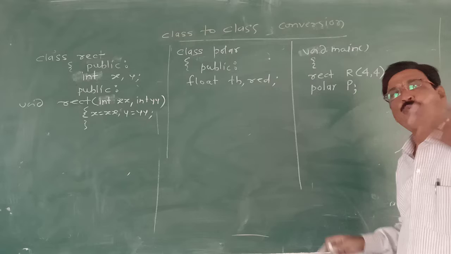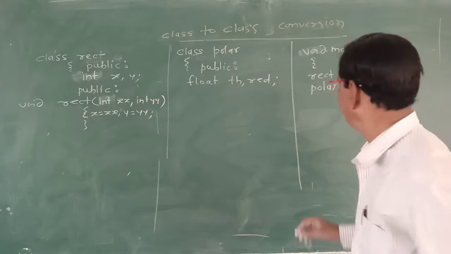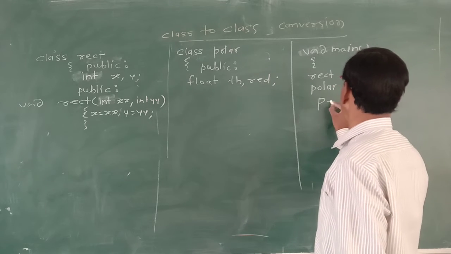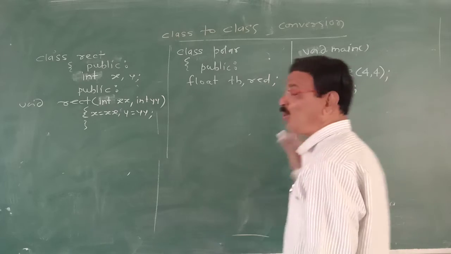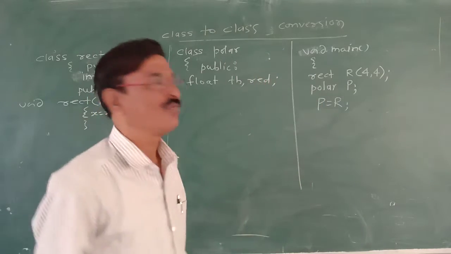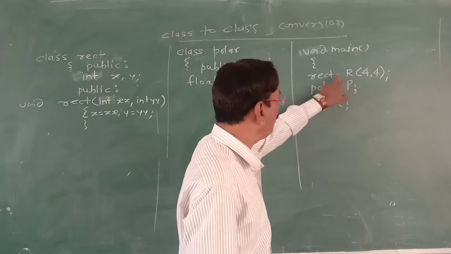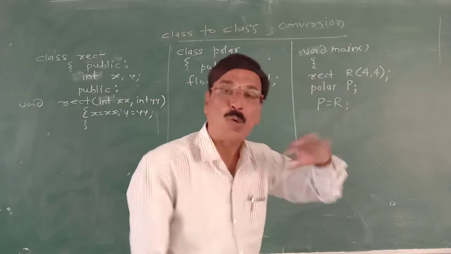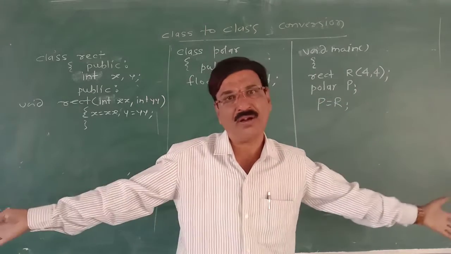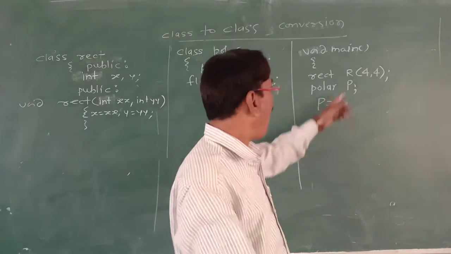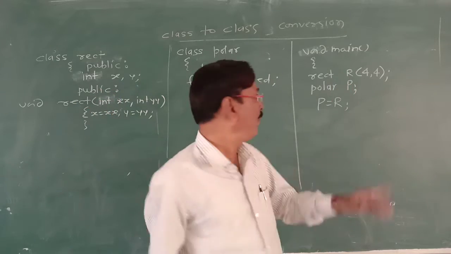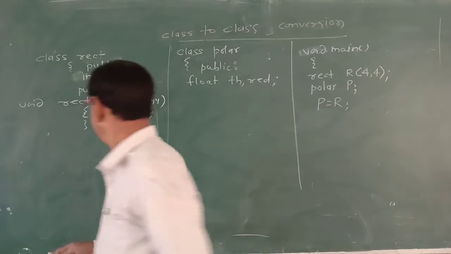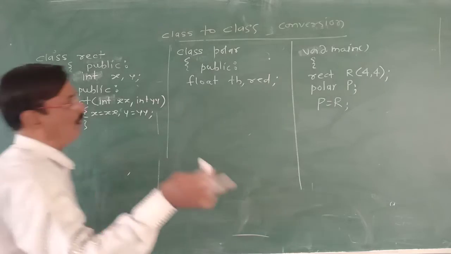P belongs to polar, defined but not initialized. Here I am writing P is equal to R. Look at the expression now carefully. R belongs to rectangular, P belongs to polar, both belong to different classes. R consists of x and y, P consists of theta and radius. How is it to be done?